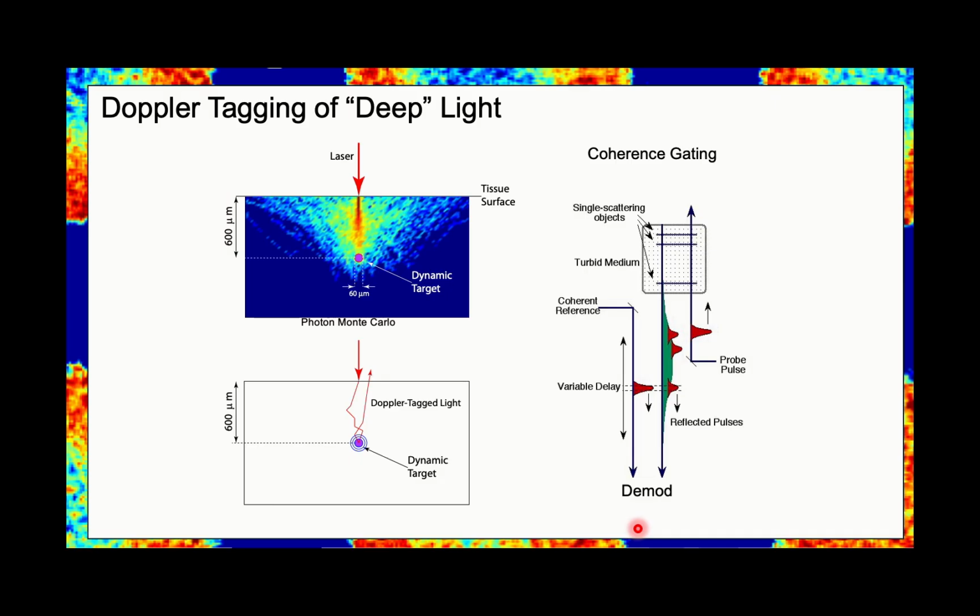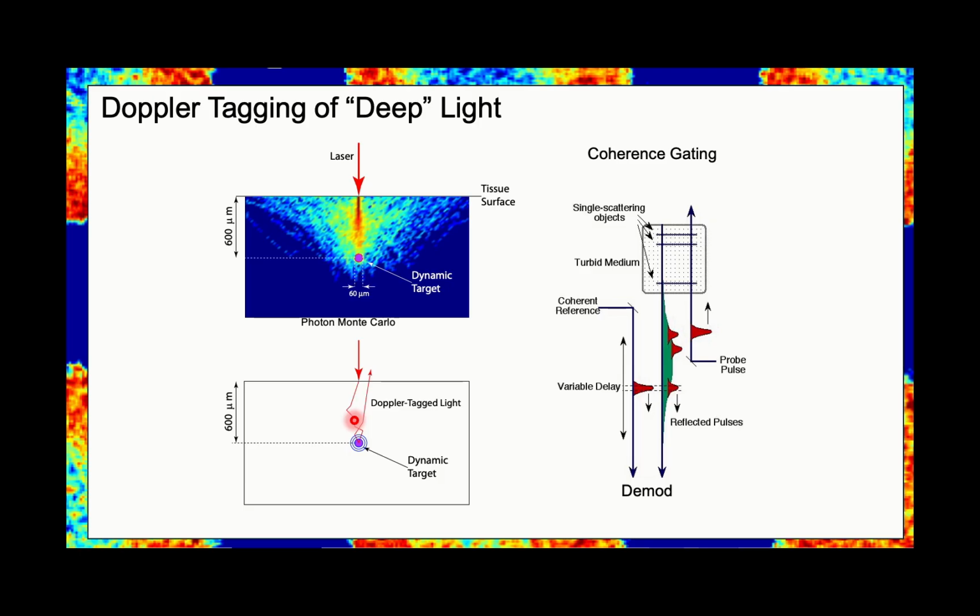So what we want to talk about today is Doppler tagging of deep light. And so this is where we're doing Doppler spectroscopy of light which goes fairly deep into tissue and comes out. So this is a photon Monte Carlo simulation. And so you have a line of photons coming in, and they start to scatter around. And so you can see the multiple scattering. In fact, you actually get what's called a scattering cone out of this. But most of the photons are forward scattering. They are scattering, but it's forward scattering.